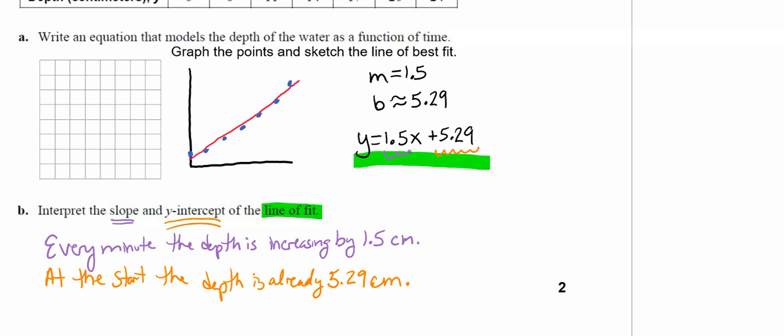So that's how you can use your calculator to enter in your data set, make a scatter plot, and get your line of best fit. It's important to make sure that you know how to interpret what the slope and the y-intercept are telling you about your data.